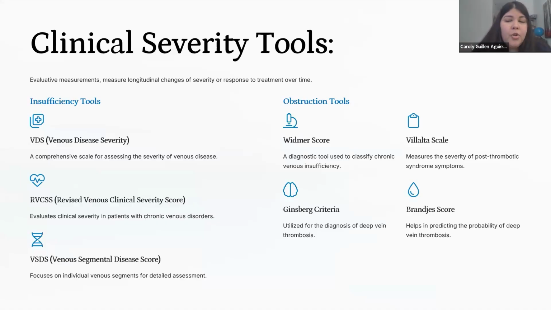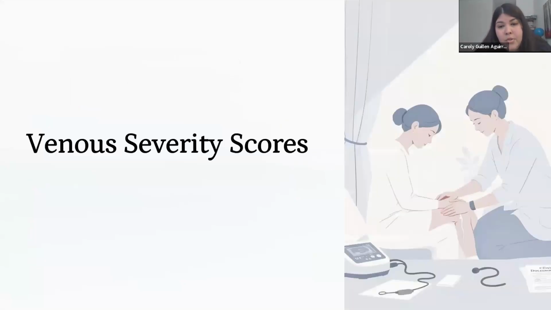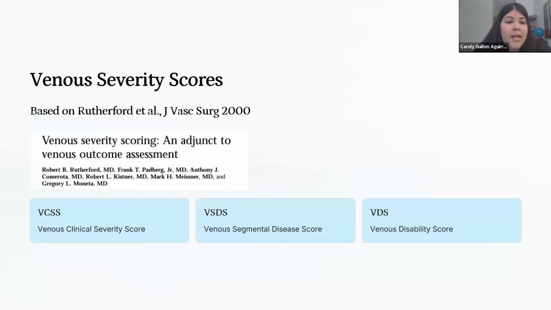Then we further go with the clinical severity tools. We divide them in insufficiency tools and obstruction tools, and I'm going to elaborate more on this. So for the venous severity scores, they were based on Rutherford et al. in Vascular Surgery in 2000. And we have the venous clinical severity score, the venous segmental disease score, and the venous disability score.